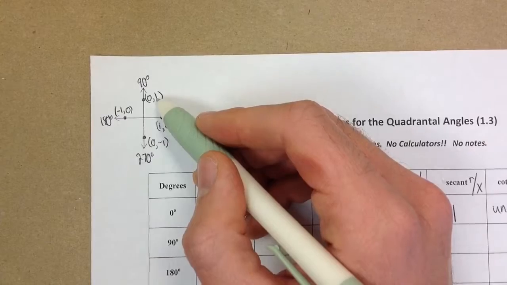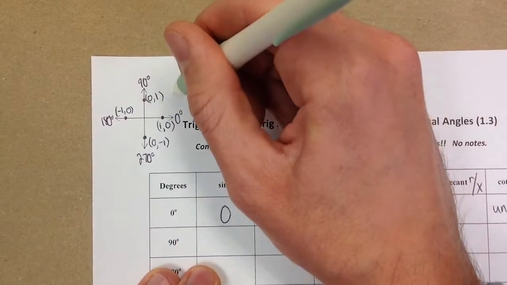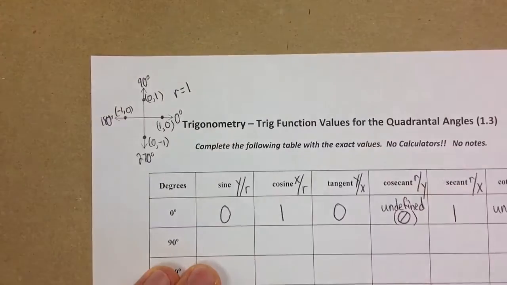And r is going to be 1 for this diagram. So you can make a note that r will be 1.